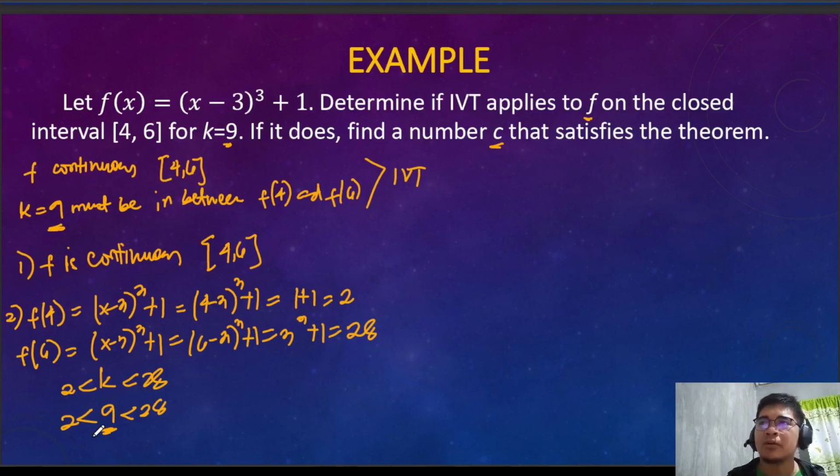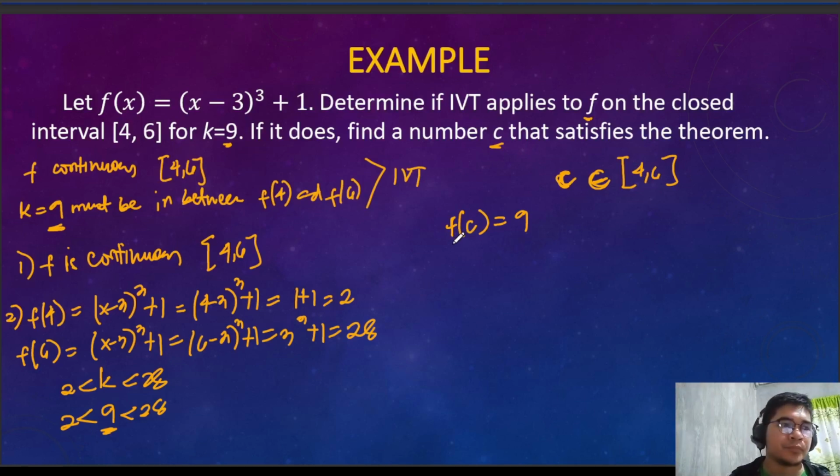Next, since there is IVT, find a number c. So take note, our c, according to the definition, must be an element of the closed interval 4 and 6, such that our f of c is equal to 9. So this c must be an element of 4 and 6, and f of c must be equivalent to 9. We need to find the value of c.